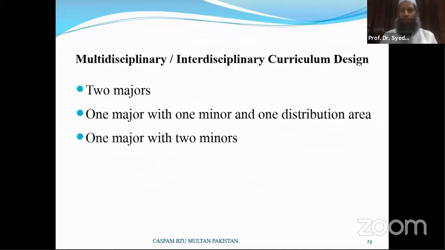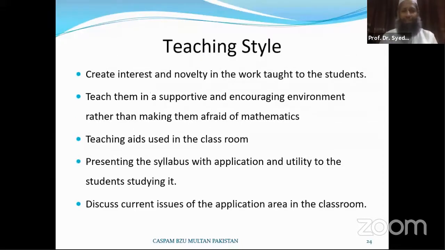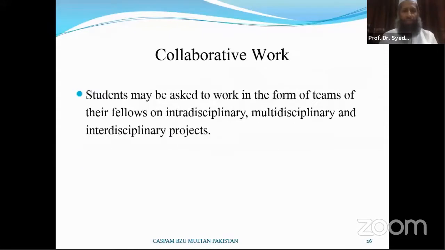As far as curriculum design is concerned, we need to include some other discipline, like we can have 2 majors in 2 disciplines. We can have 1 major with 1 minor and 1 distribution area. We may have 1 major with 2 minors. So we need to integrate more than one discipline into one curriculum in order to conduct interdisciplinary research. I will not go into the detail of these items.